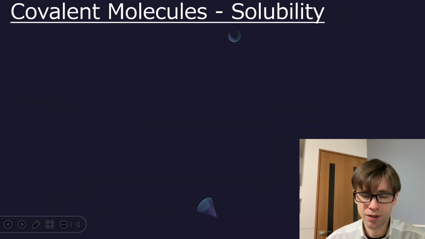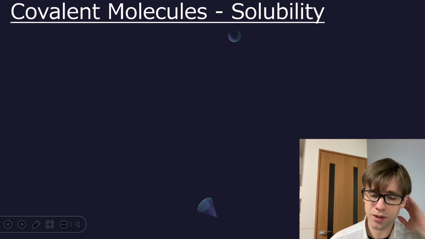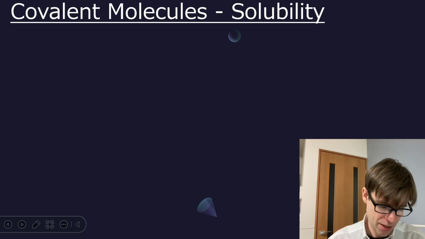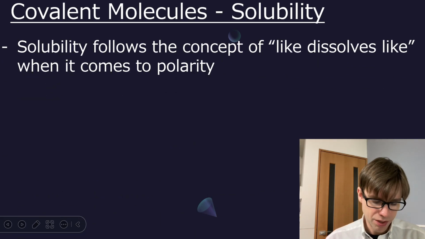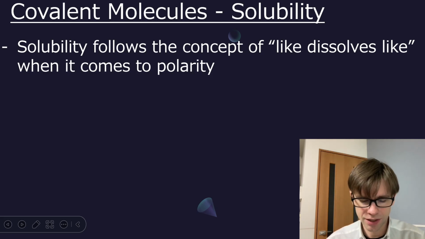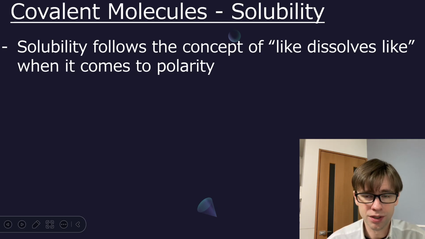Solubility. I talked about this in my video about solutions and concentration. So solubility is how easily something dissolves in a solvent, in a sort of matrix around it. It comes from the concept of like dissolves like. You should definitely remember this, and you'll hear people say this all the time: like dissolves like. That means things with similar intermolecular forces and similar physical properties mix well and dissolve. One can dissolve the other well, we can say.